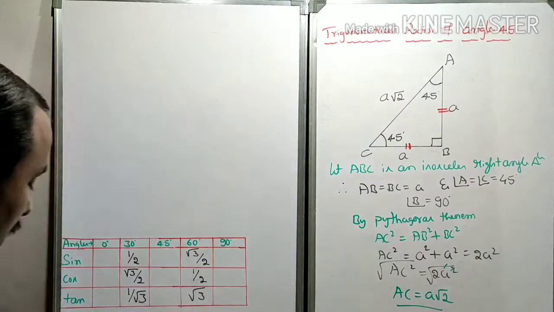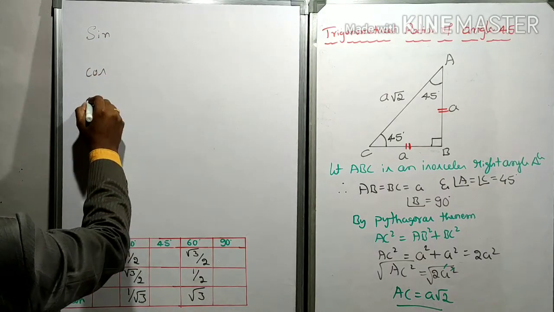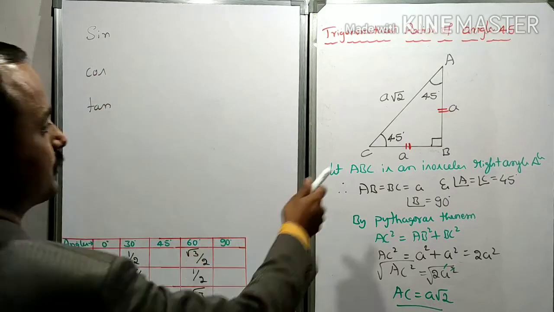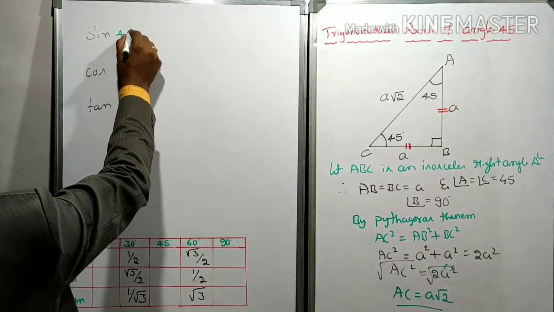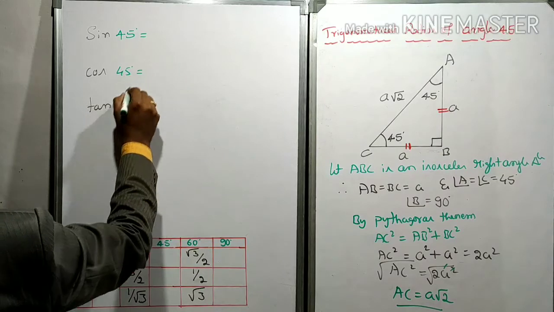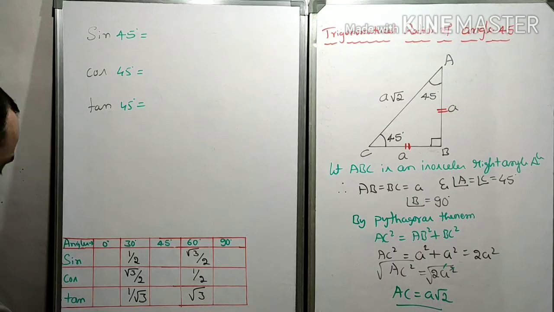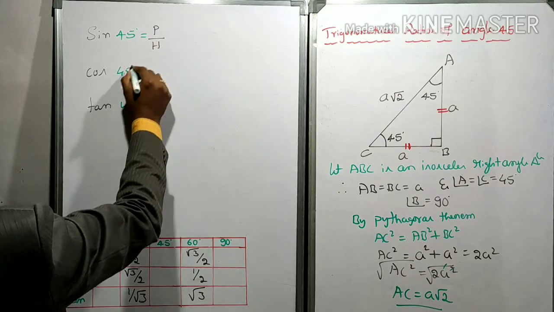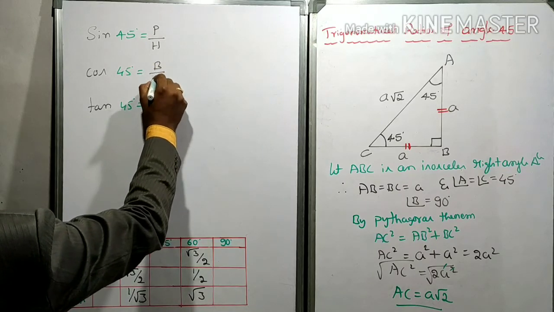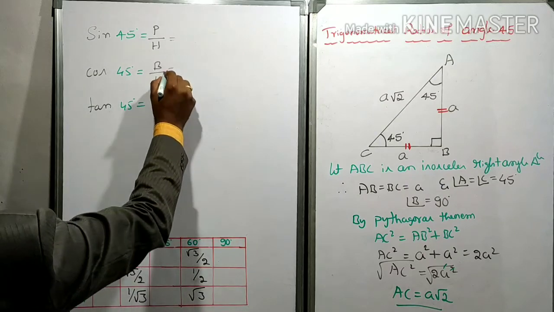Now directly coming to the ratios: sine, cos, tan. Which acute angle am I considering? Both are the same, both values are 45 degree. Now I'll write the ratio names, dear children. You know the ratio names? Sin ratio is perpendicular upon hypotenuse, cos ratio is base upon hypotenuse, tan ratio is perpendicular upon base, dear children.